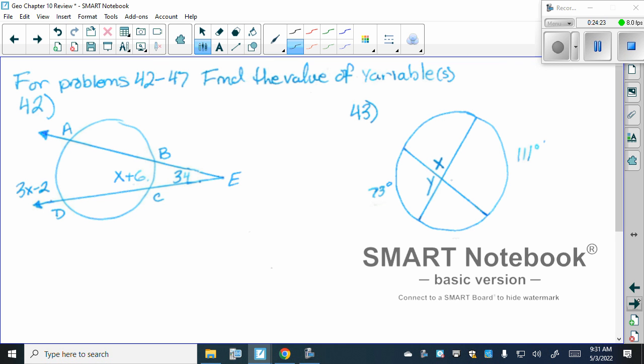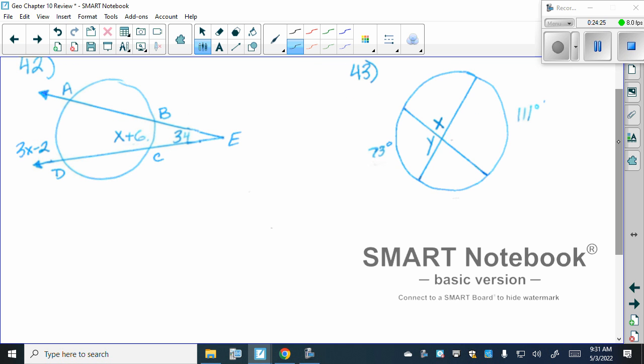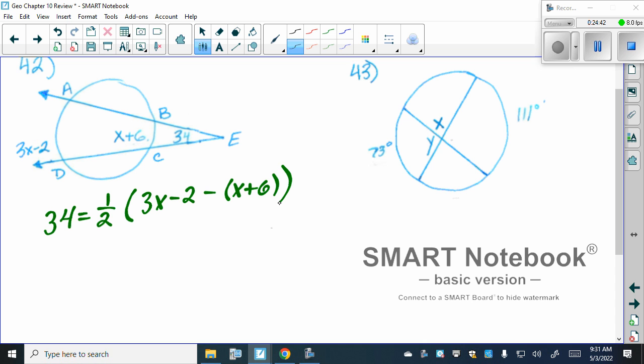We can look at both of these here. Now, when two secant lines intersect outside the circle, that exterior angle is equal to half of the bigger arc minus the smaller. Which one's bigger? Now, again, when we minus the smaller, there's two terms there, yes? So that means we're subtracting the x and subtracting the 6.